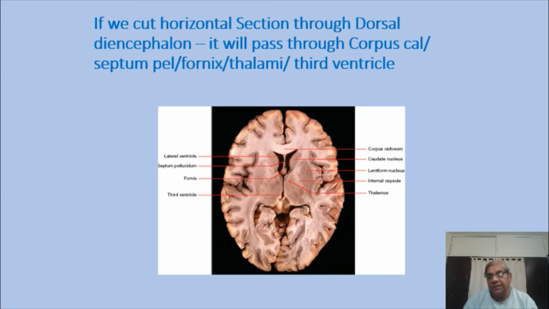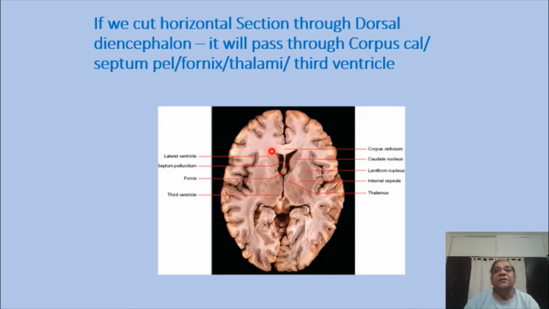That means it is passing through the thalamus, okay, not the hypothalamus. Dorsal diencephalon means thalamus. Now here you can see this horizontal section. This is the right cerebral hemisphere, this is the left cerebral hemisphere, and in the central part between the two cerebral hemispheres, this is the site where the diencephalon is located.